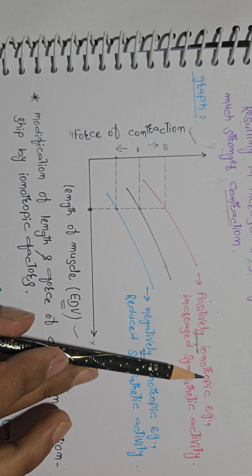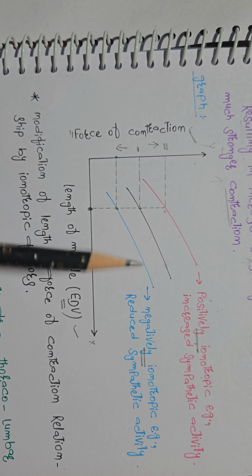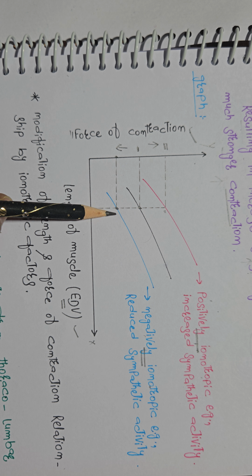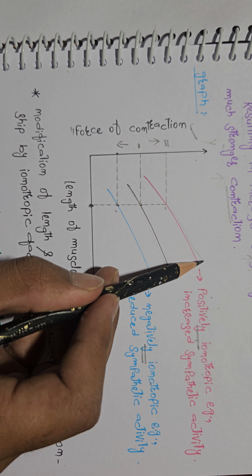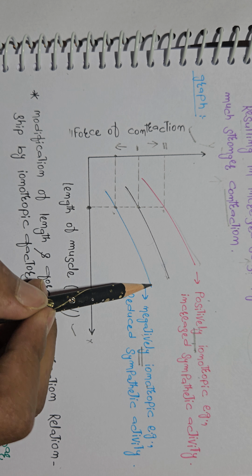So there is a decrease in the force of contraction due to the negatively inotropic factors. Simply, positively inotropic factors will increase the force of contraction of heart, whereas negatively inotropic factors will reduce the force of contraction of the heart. This is the normal graph. This is the graph in positively inotropic factor. This is the graph in negatively inotropic factor.